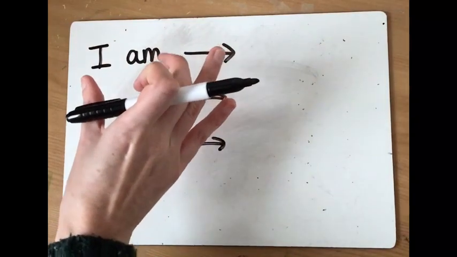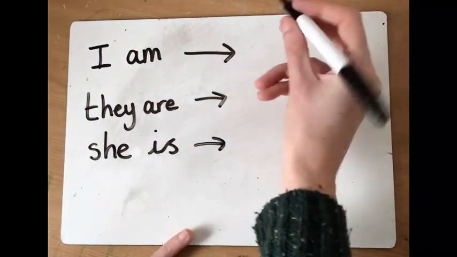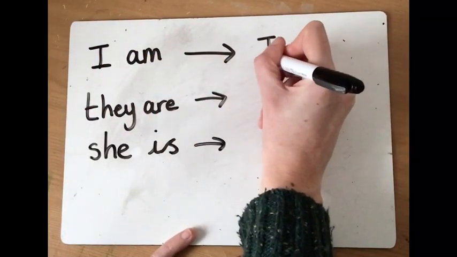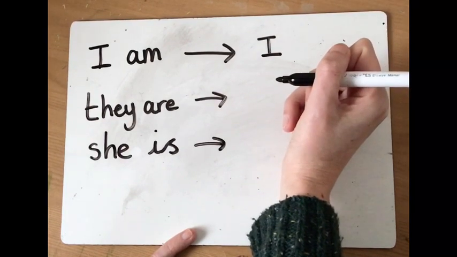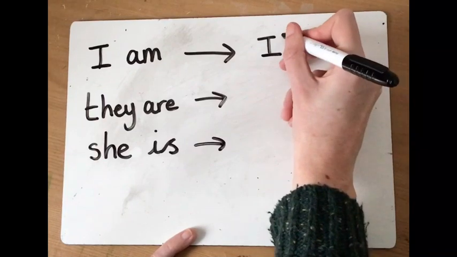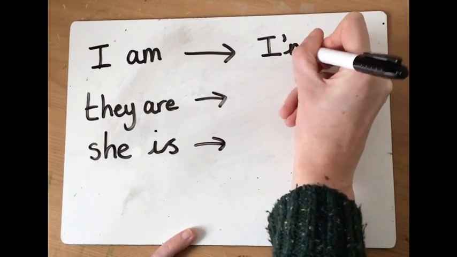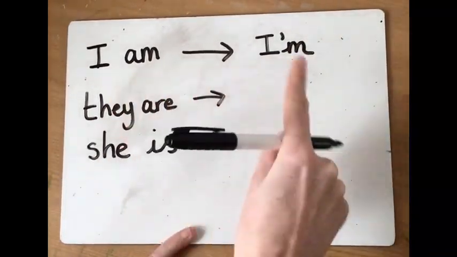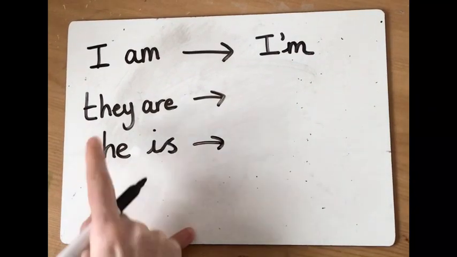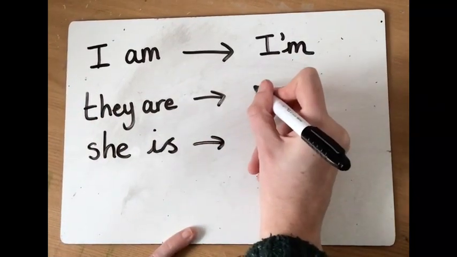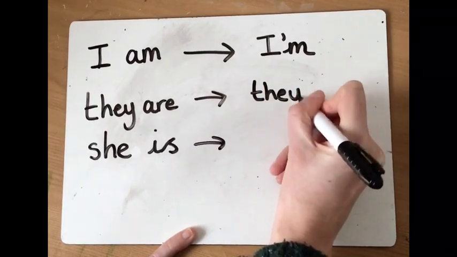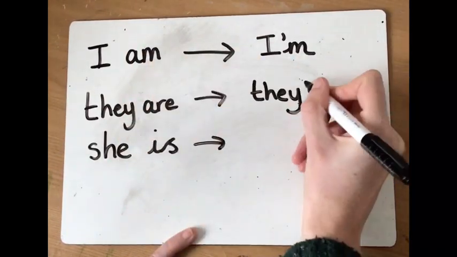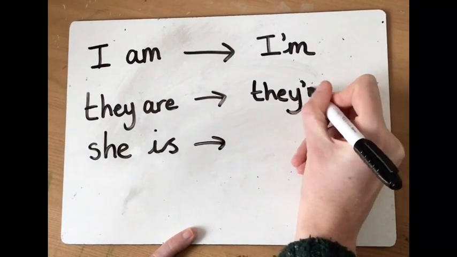So let's push together I and am. Which letter do we think is going to get pushed out? Remember, normally it's a vowel. It's the A. And to show it's missing, I am becomes I'm. They are, when we push the words together, the A gets pushed out and replaced with the apostrophe.